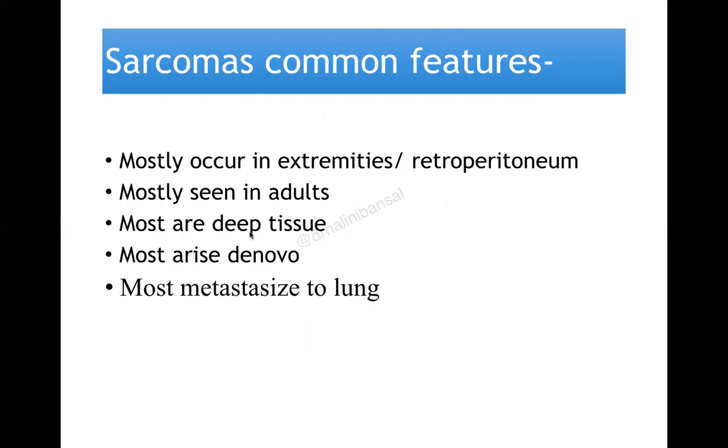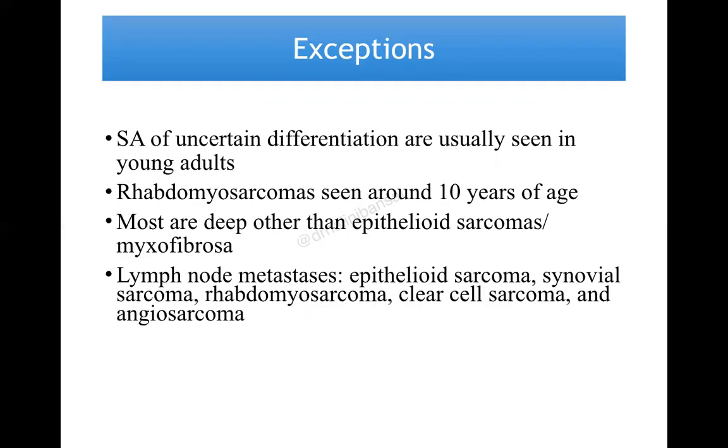They arise de novo, and their origin from a previous pre-existing tumor is very rare. Most of them will go to the lung. So lung is the commonest site of predilection where they will go for metastasis.